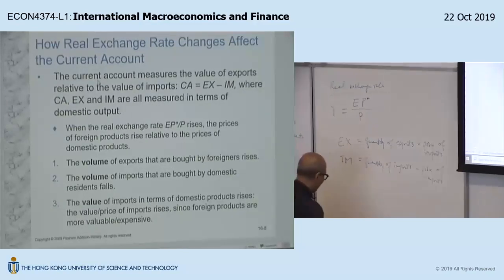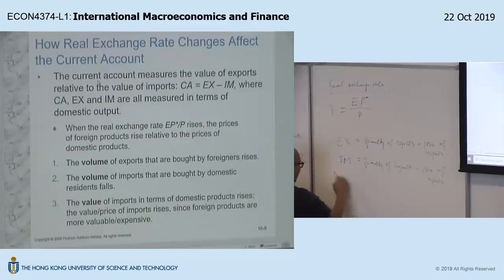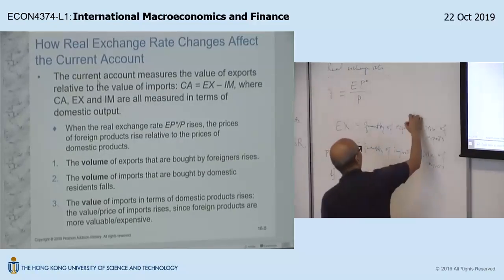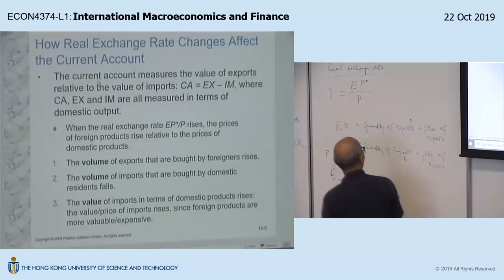So you have a downward sloping demand curve, right? If this is the price and this is the quantity, then when the price falls, the quantity will increase, right? So this is basically the idea: when your currency undergoes real depreciation, the quantity of export will increase, the quantity of imports will decrease.